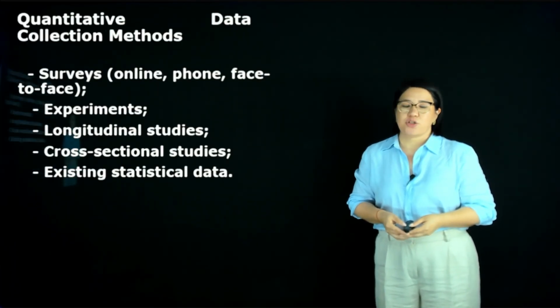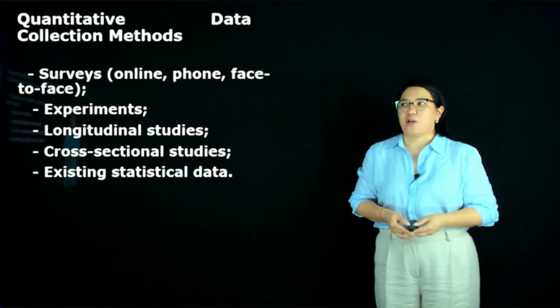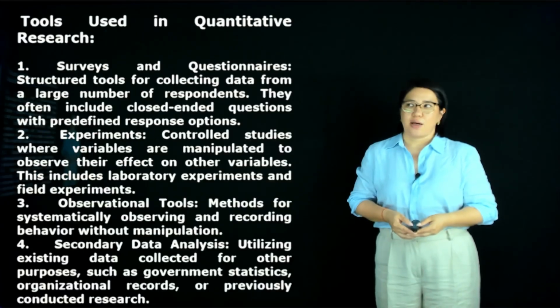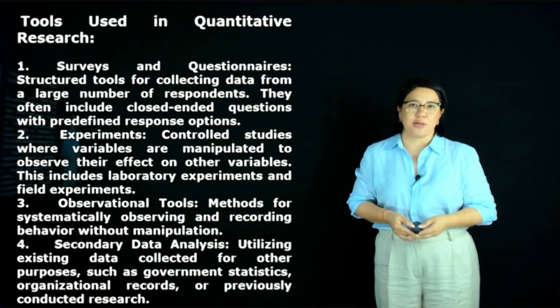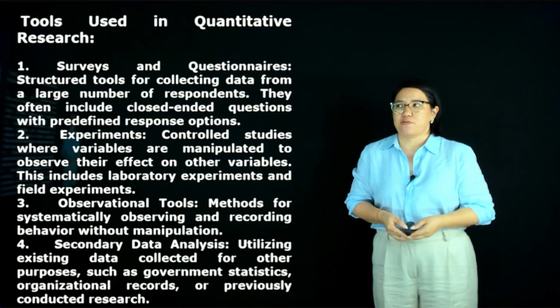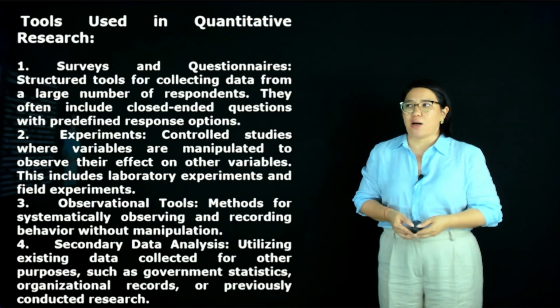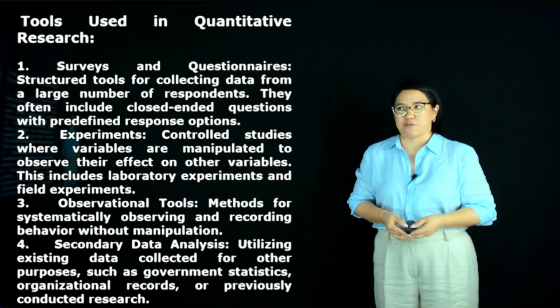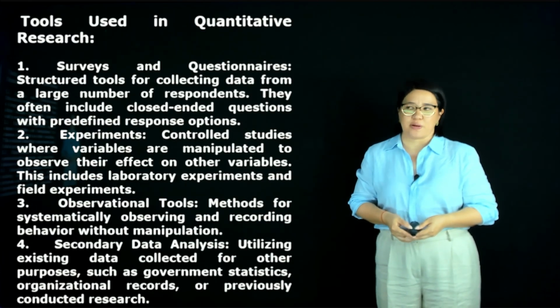Quantitative data collection methods include surveys, online, phone, or face-to-face, experiments, longitudinal studies, cross-sectional studies, and existing statistical data. Here are the tools used in quantitative research. Surveys and questionnaires are structured tools for collecting data from a large number of respondents. They often include closed-ended questions with predefined response options. Experiments are controlled studies where variables are manipulated to observe their effect on other variables, and this includes laboratory experiments and field experiments.